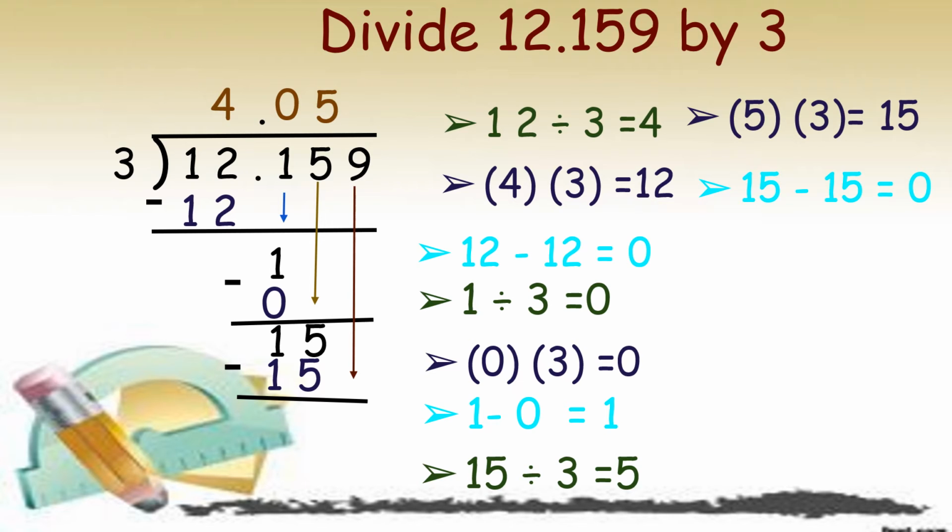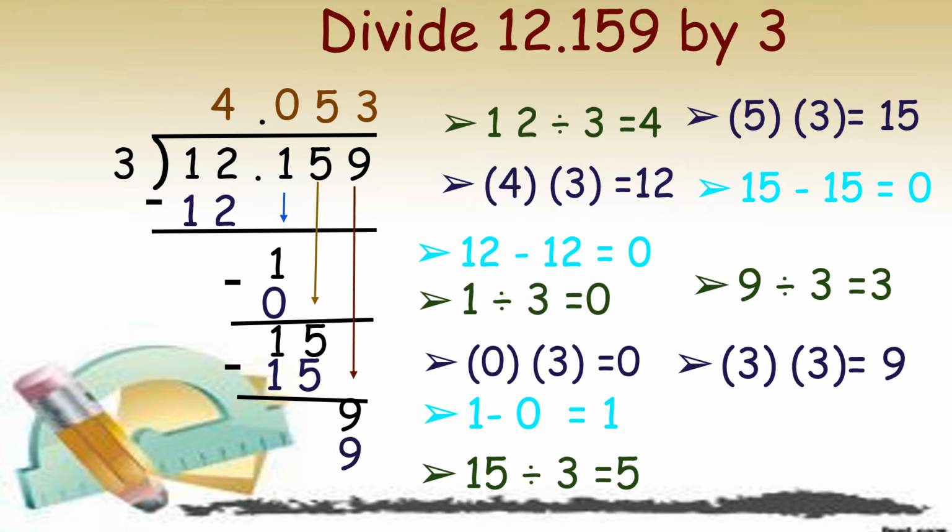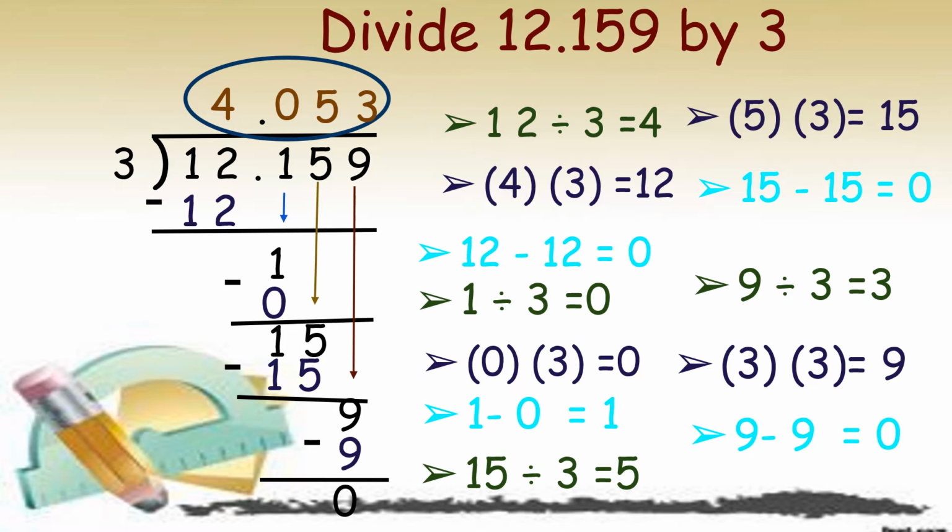Then subtraction again. Then bring down the last number, which is 9. 9 divided by 3 is 3. 3 times 3 is 9. Then subtraction will have 0. Therefore, our answer is 4.053.